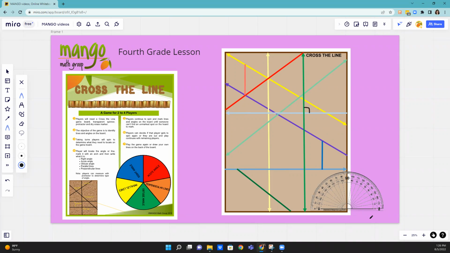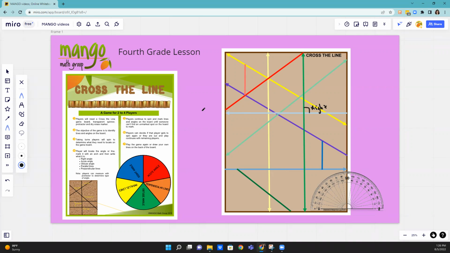So they can use the protractor if they need to, but they're going to mark it and they can write in right angle on the board. Or they can use this symbol, which means right angle. So it's up to them and what they want to do.